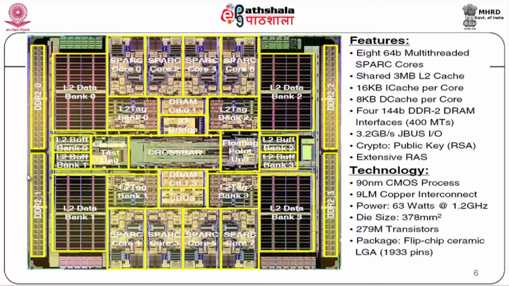There are 4 144-bit DDR2 DRAM interfaces. There is a 3.2 gigabits per second JBus for I/O operations. For cryptography, it implements the public key RSA algorithm. There is extensive support for the RAS features, reliability, availability and serviceability, and the technology details are given here.